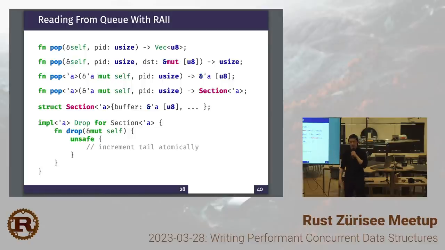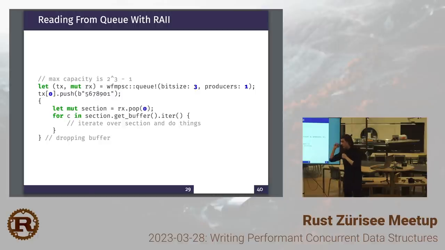Byte, like this big backing array, and then just give it away again by using this drop handler. And this is one example of how it would look like in my queue. So in the first line you allocate a queue, in the second line you push data to it. On the third line it becomes interesting: you open a scope, and in this scope you create a section by popping off parts of this, by letting the consumer pop off a part of this queue.